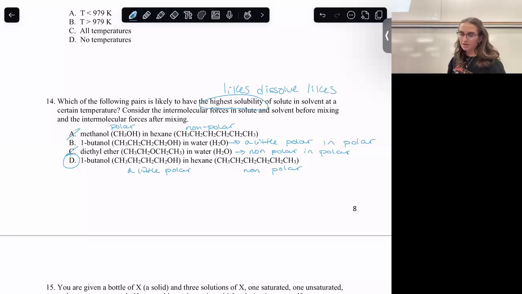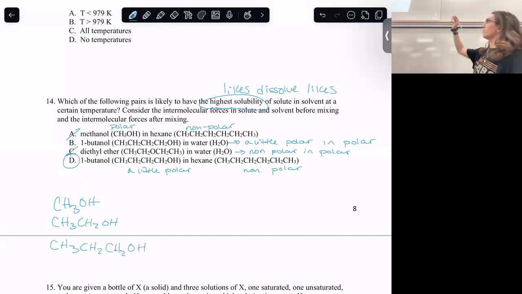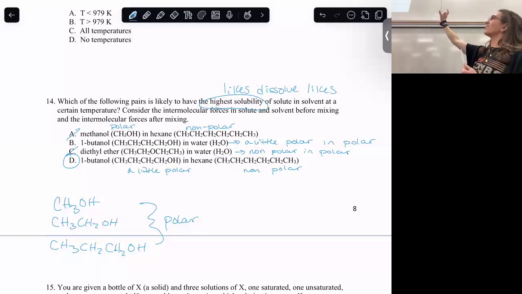But over, I think, 3 CHs in a row, so you can have CH3OH and then CH3CH2OH and CH3CH2CH2OH. Those three are all polar. That's because that OH is contributing so much that it doesn't offset the carbon chain. Once we get to that 4, then the carbon chain is more important than that OH.